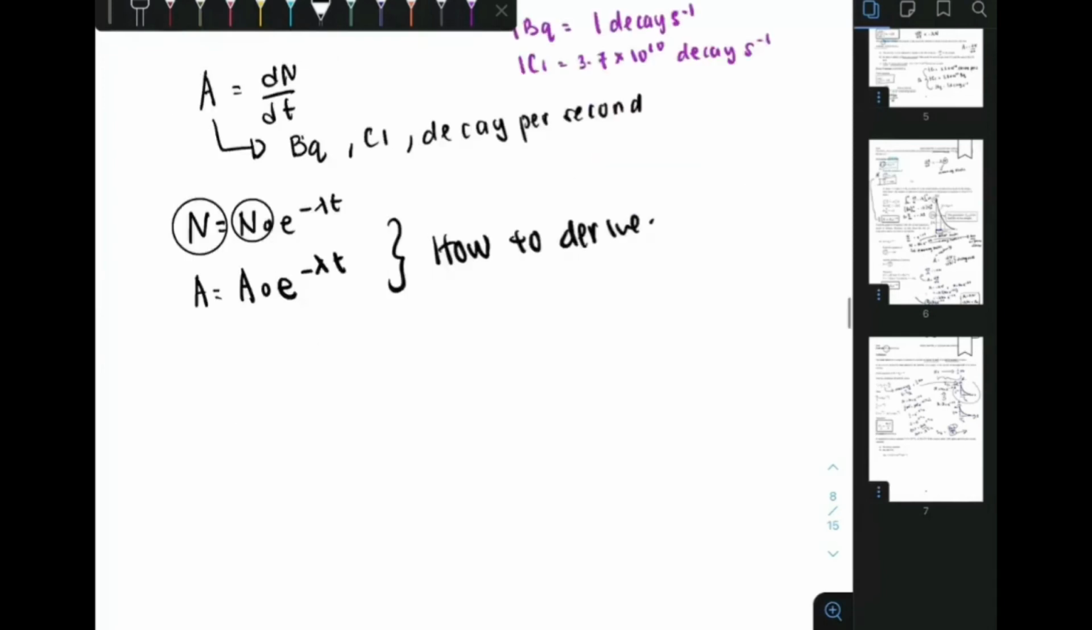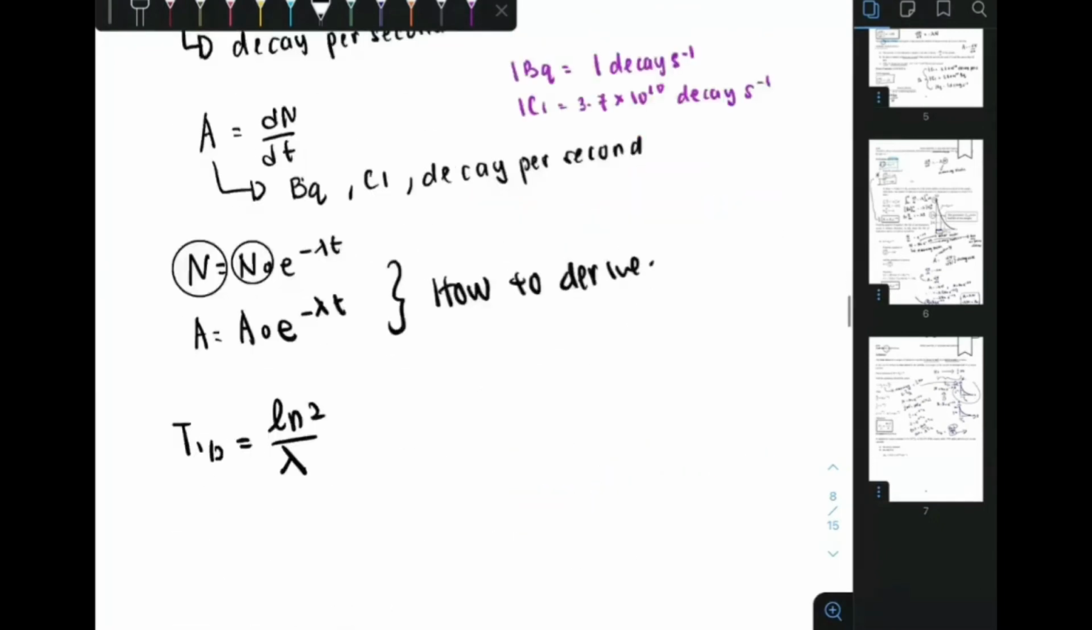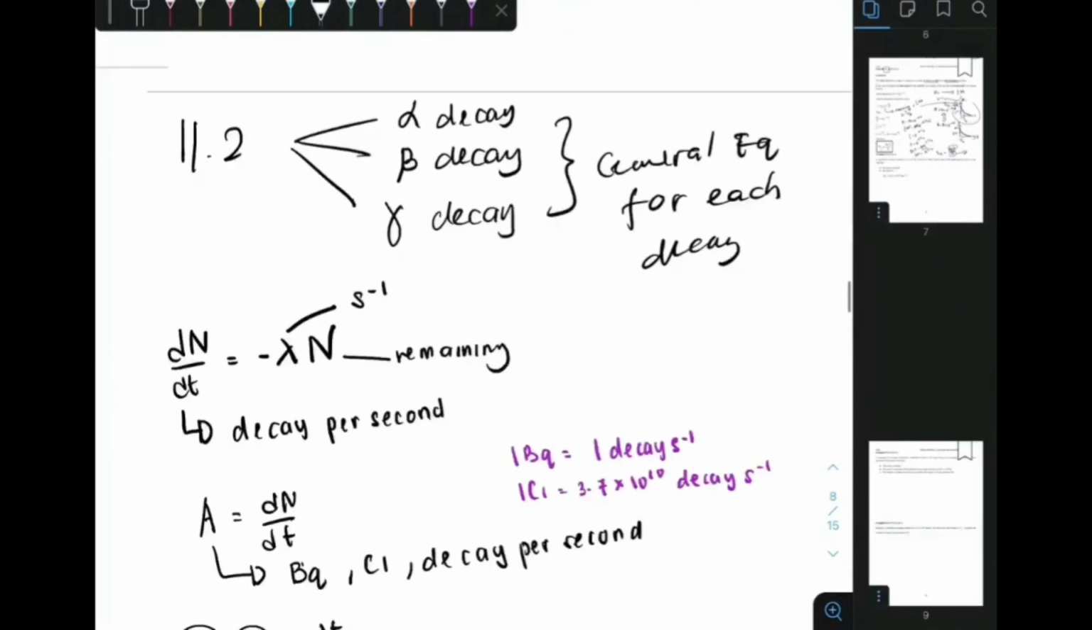Lepas tu kita masuk half-life dekat sini. Half-life, equation half-life adalah T half-life sama dengan ln 2 divided by lambda. Itu sahaja. Okay, this is what you need to know for your 11.2 dekat sini.